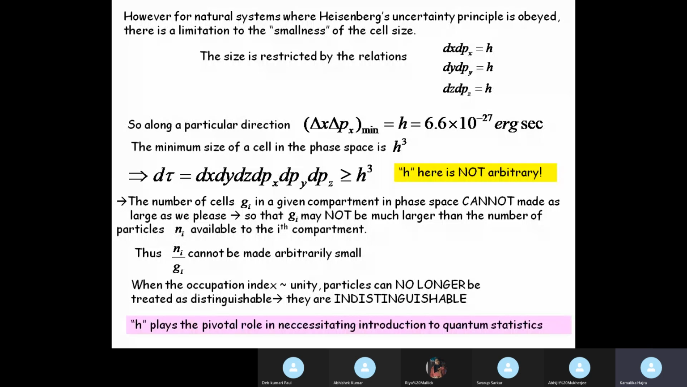Since h restricts the smallness of a given cell, you cannot increase the number of cells as you please, so the occupation number now becomes close to 1 and the particles are no longer indistinguishable. They cannot be identified as separate particles. So you cannot any longer apply Maxwell-Boltzmann statistics, which treats the particles as distinguishable. Now the particles become indistinguishable, and therefore a new statistics has to be introduced, which comes in the form of quantum statistics. Okay.